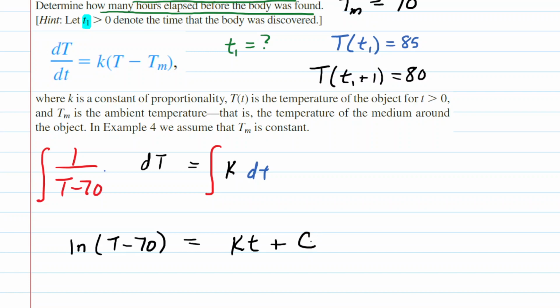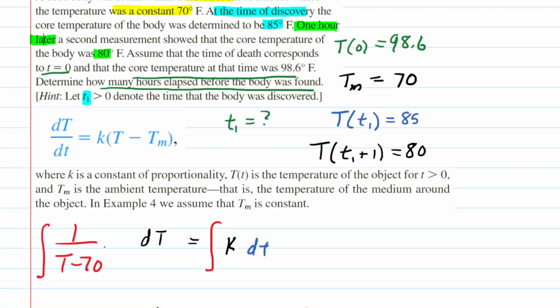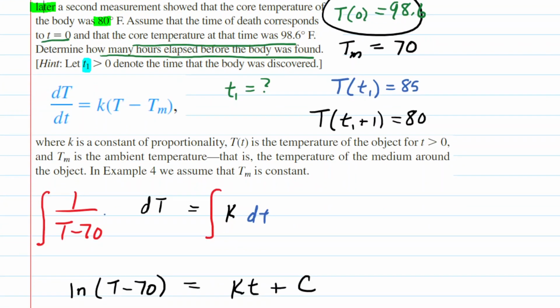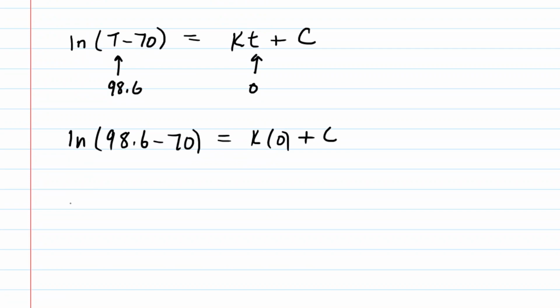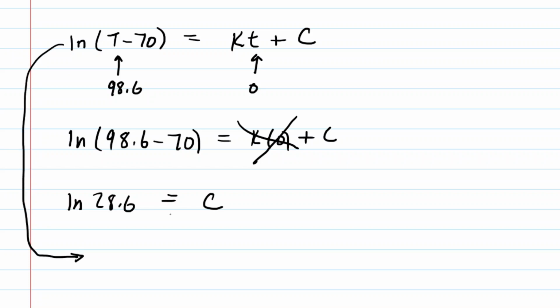Now we're going to actually solve for that capital C right now, because recall that the temperature at a time 0 was 98.6 degrees. So what does this mean? Well, it means that for capital T, we can plug in 98.6, and for lowercase t, we can plug in 0. So of course, on the left-hand side, we just now have the natural log of 28.6. And conveniently on the right side, this goes to 0. So look at that. We have the arbitrary constant C. So what we'll do is take this equation, which was sort of the solution to the differential equation, and we will plug in for C the natural log of 28.6.